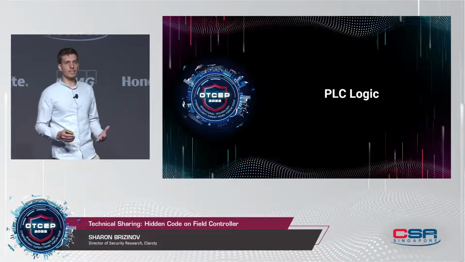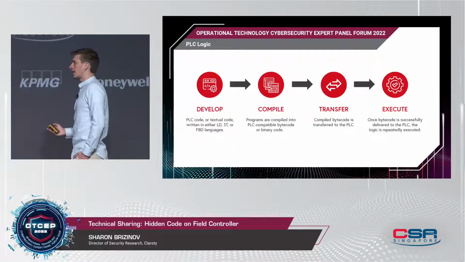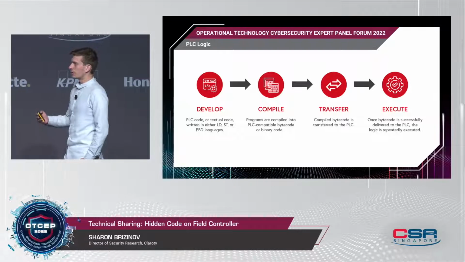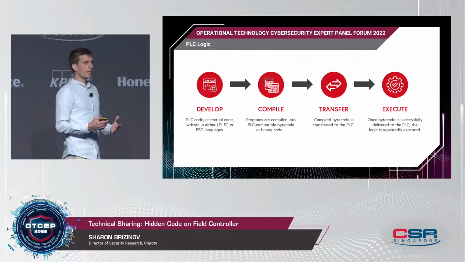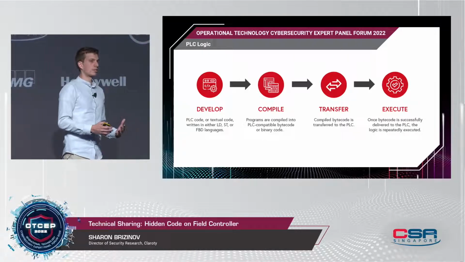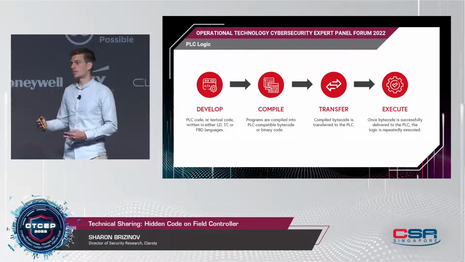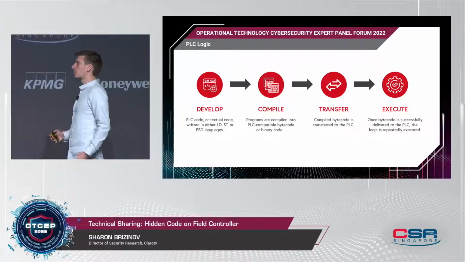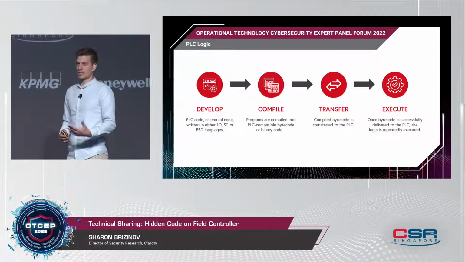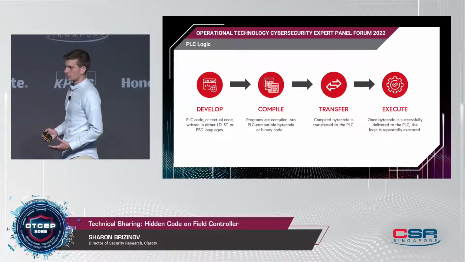So what is a PLC logic? Now, a PLC logic can be very complex, but it can be broken down into 4 steps. First of all, an engineer writes some kind of code that needs to represent an actual process. So for example, we've seen previously a simple program that reads a value from a sensor, and based on the value read from the sensor, it controls an actuator.